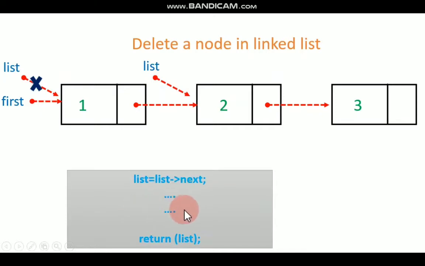At the end of the function, you need to return the list because the list is updated. You deleted this node and your pointer from here, now it is here. From here your link is starting. List indicates always the start of linked list. This is deleted and this is the new start of the linked list. So you need to return the list.